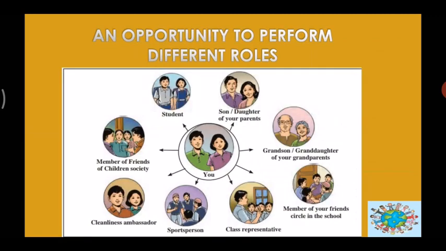Let's move forward. The next is an opportunity to perform different roles. Now, how will we perform different roles in society? Here we are going to study our roles. What roles do we play in our society? In our society, we play different roles. Each and every member has been assigned a task. Each individual has several roles and responsibilities. The duties of every role are well defined, which means every work is given to each person.